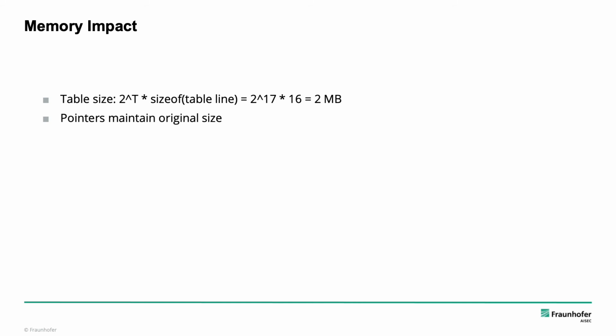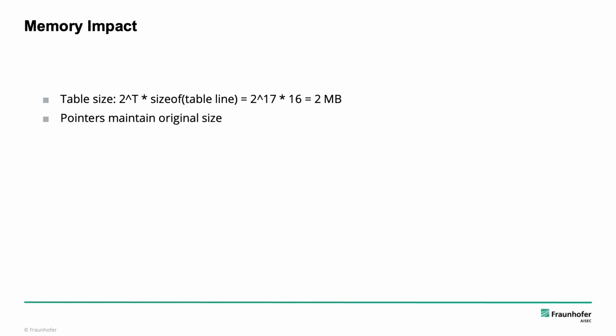Our last goal is about the memory impact of our solution. First, we know that our pointers maintain their original size, so do not increase the memory impact at all. The memory impact is fully determined by the size of the mesh table, which is 2 to the power of t times the size of one line, where t is the number of unused bits in a pointer. For example, on x86, 17 bits are unused, so the table can be at most 2 megabytes.